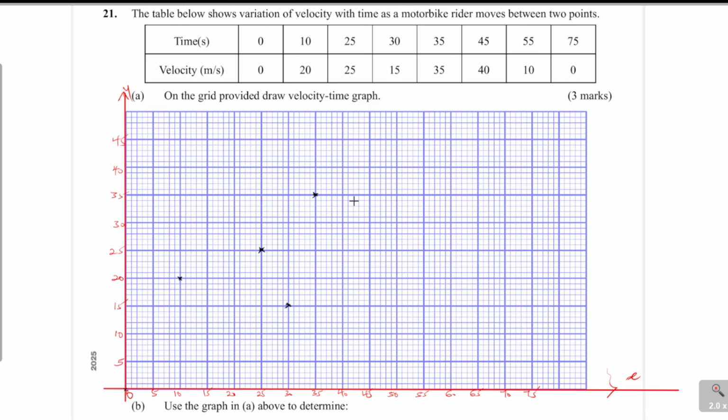45, 40. 45, 40 here. 55, 10. 55, 10 is here. And 75, 0.